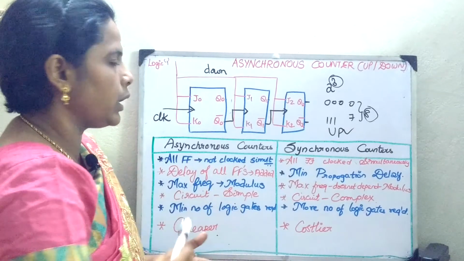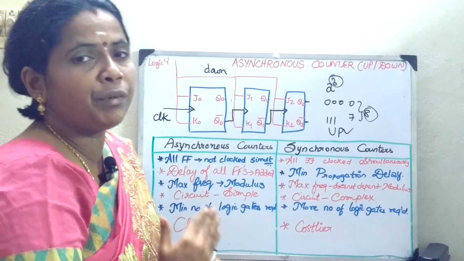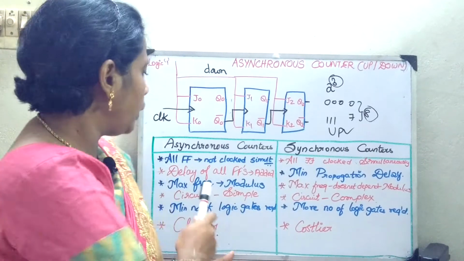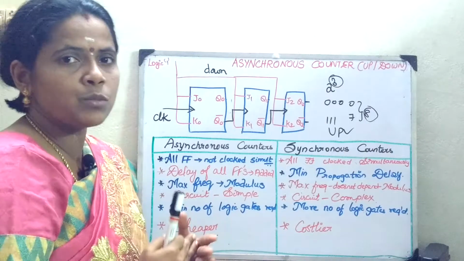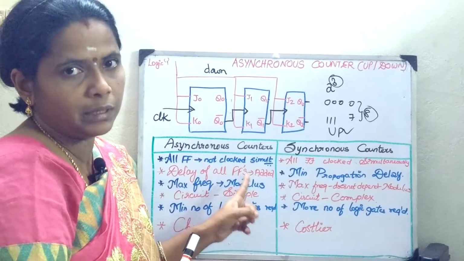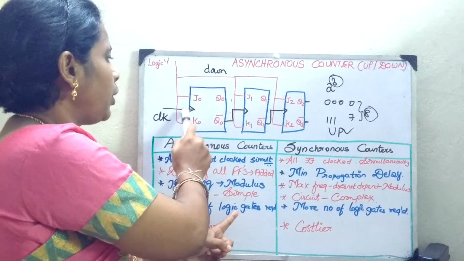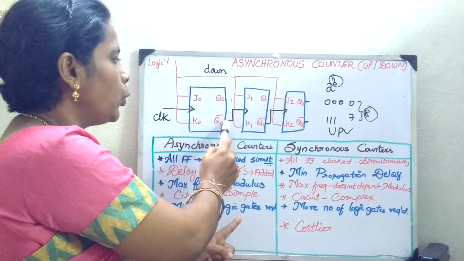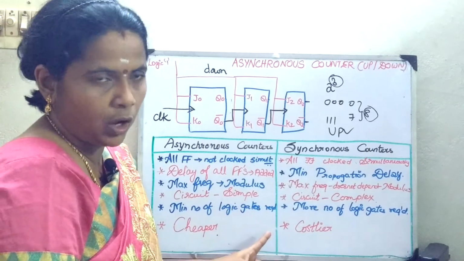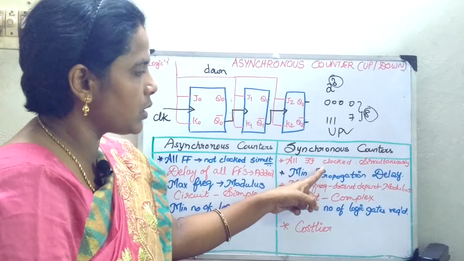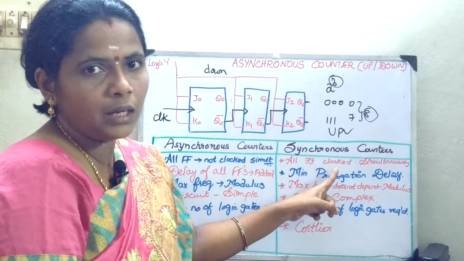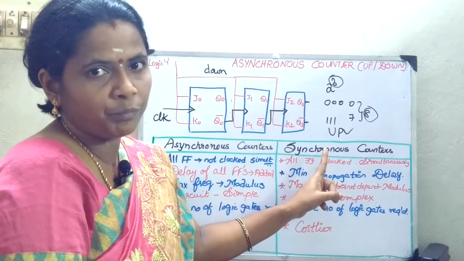Now we will move on to the next topic, that is the difference between asynchronous counters and synchronous counters. What might be the first one that comes to our mind? Here, all the flip-flops are not clocked simultaneously. The first flip-flop will be clocked, and after that the output of the first flip-flop is fed as the input for the second flip-flop. What happens in the case of synchronous counters? All the flip-flops are clocked simultaneously.